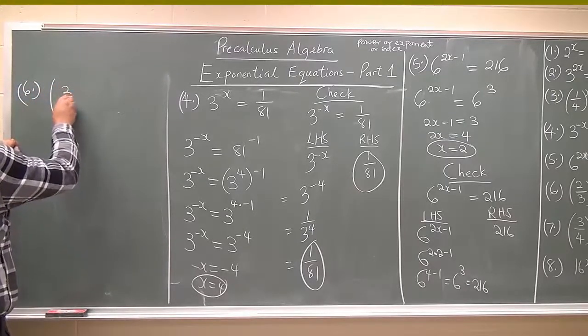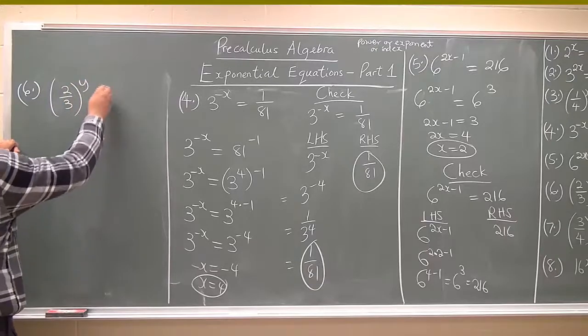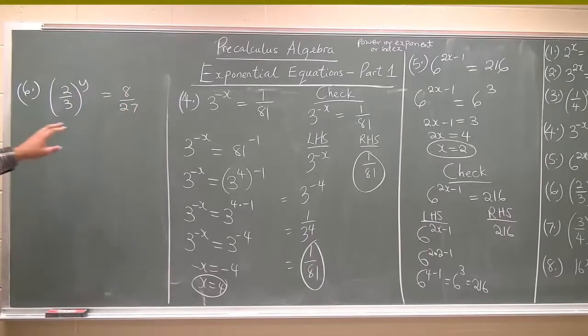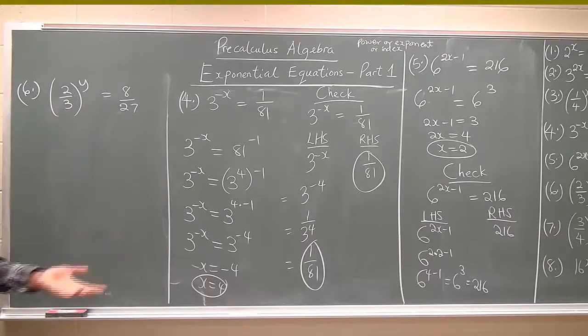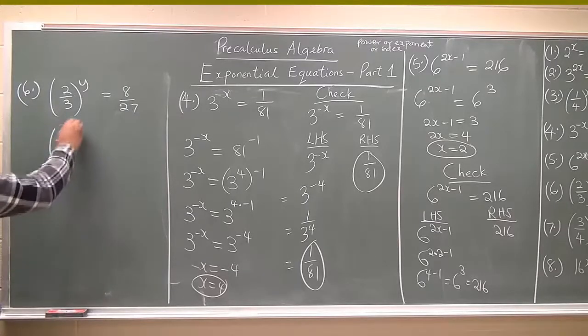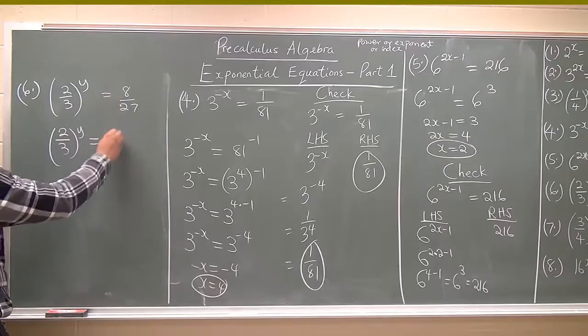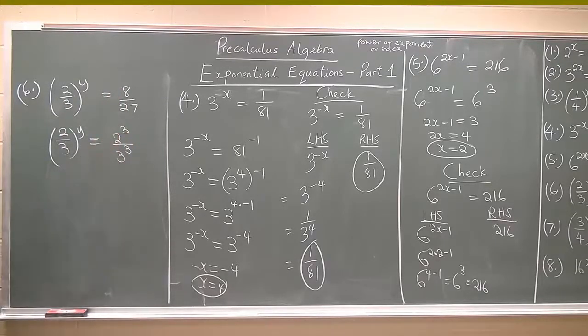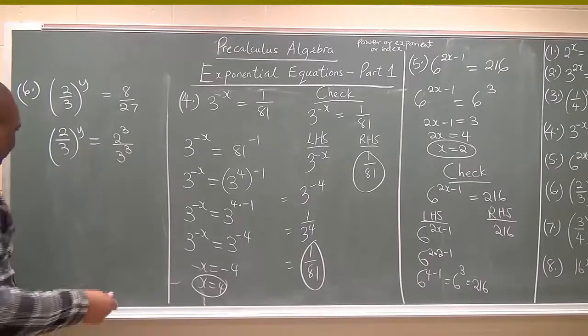(2/3)^y = 8/27. Okay, you come back to fractions. Don't be scared, please. The same way we have been doing it. So (2/3)^y equals, this means 2 cubed over 3 cubed. 2 times 2 is 4, times 2 is 8. 3 times 3 is 9, times 3 is 27.